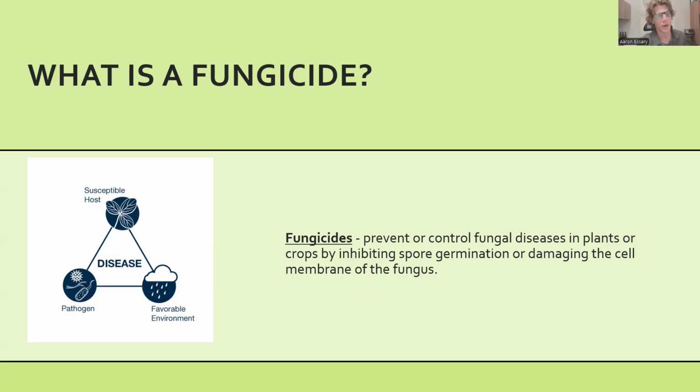So you have to break one of those legs of the disease triangle in order to not have a disease. And in this fungicide webinar, we're trying to kill the pathogen. So keep that disease triangle in mind. You always need all three in order to have a disease. If you take one away, you won't have a disease. In this webinar, we're taking away the pathogen and creating an unfavorable environment.